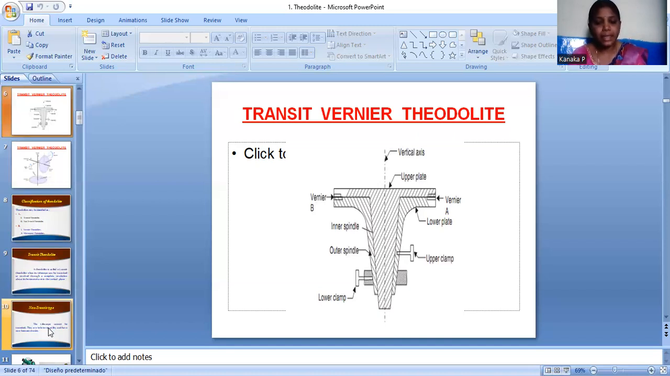And the next one is the plate level. The plate level is fixed on the upper plate, which has to be centered with the help of the leveling screws. Next one is the telescope. An internally focusing telescope is usually fixed in the theodolite. The telescope is supported on the pivots of the trunnion axis.